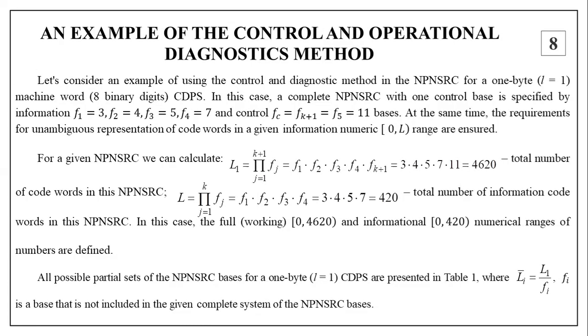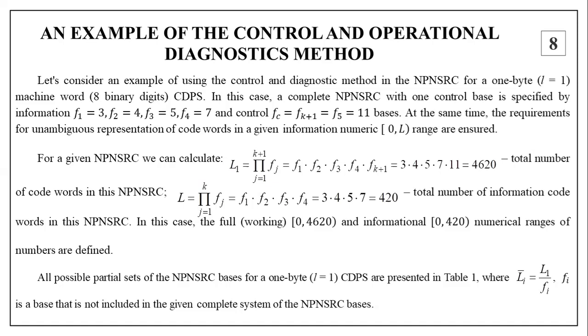Let's consider an example of using the control and diagnostic method in the non-positional number system in residual class for a 1-byte computer data processing system. In this case, a complete system in residual class is satisfied by 4 information and 1 control basis. At the same time, the requirements for representation of code words in the given information numerical range are ensured.